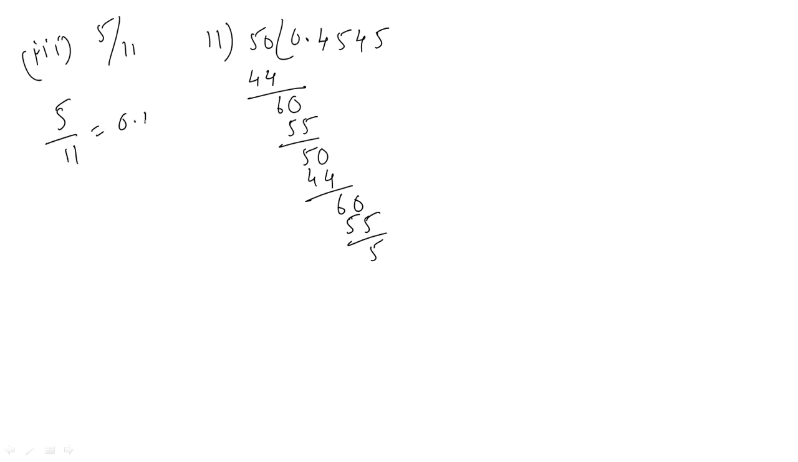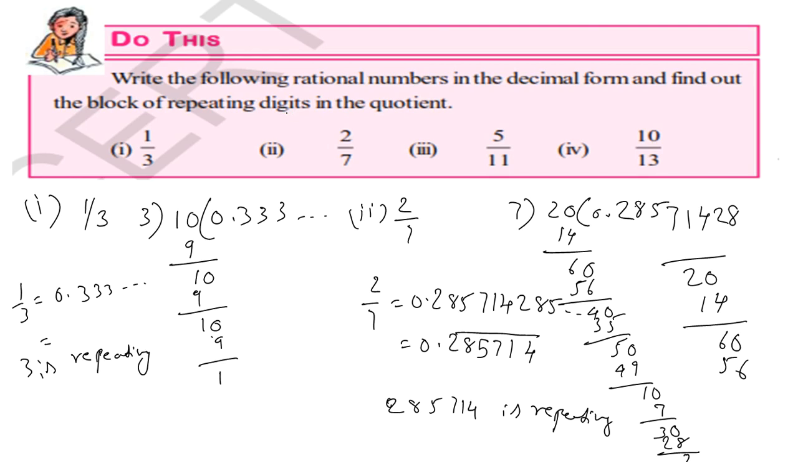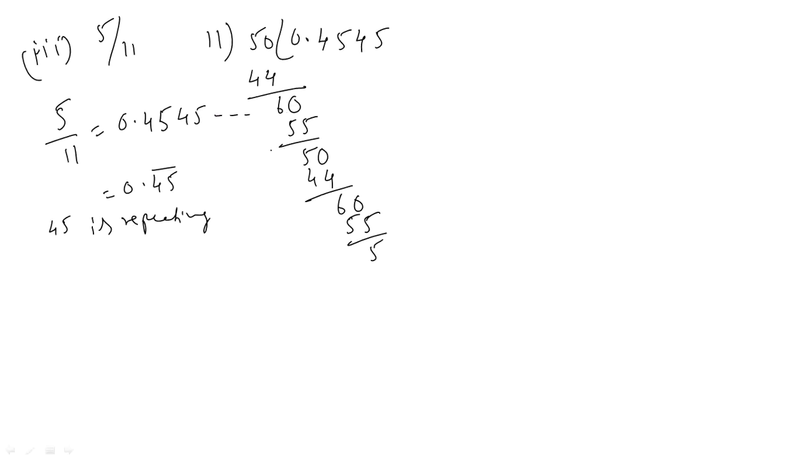It is equal to 0.4545 and so on, which is equal to 0.45 bar. What is repeating? 45 is repeating. What is the next, fourth problem? The fourth problem is 10 by 13.